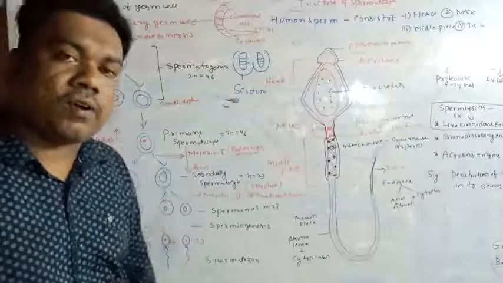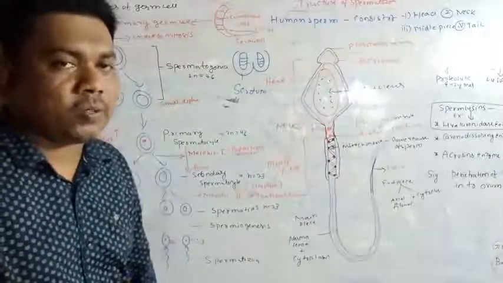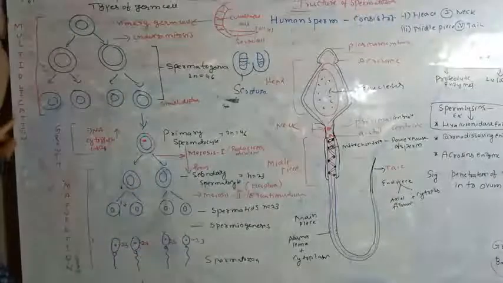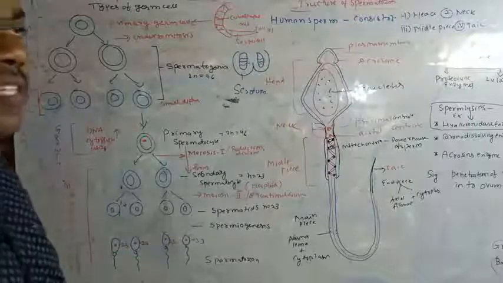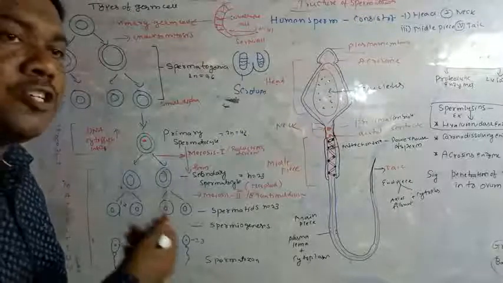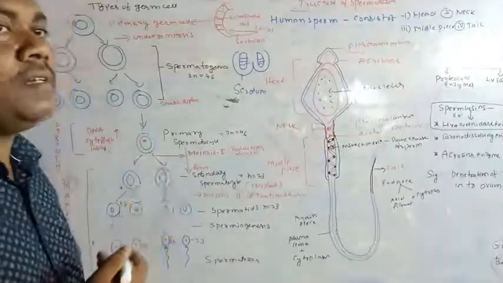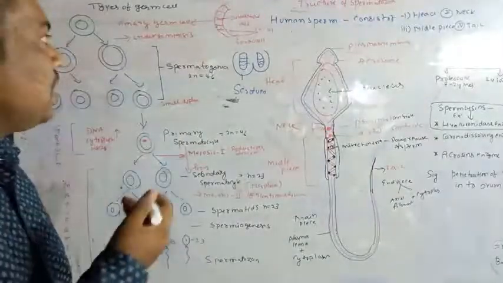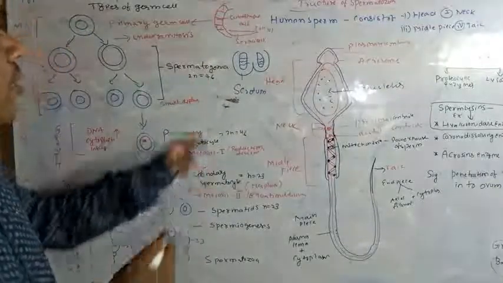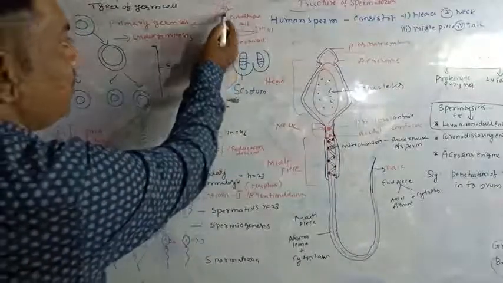So first of all we have to talk about the first phase. What is the first phase? The first phase is called the multiplication phase. What is the meaning of multiplication? It means the number of spermatogonia are produced, right? First of all, you can see here beta, this is the seminiferous tubule.